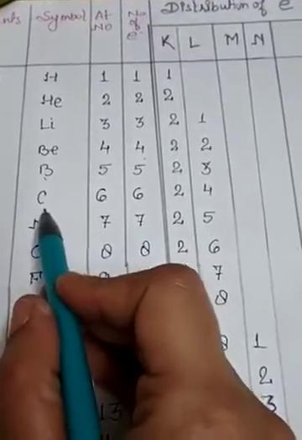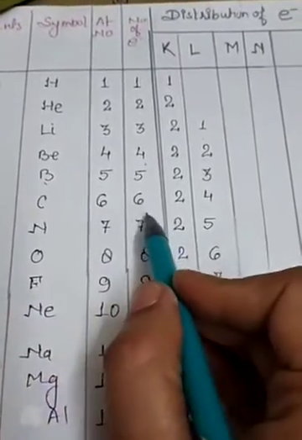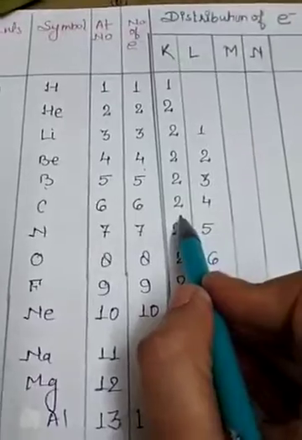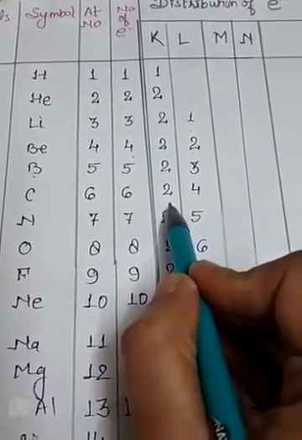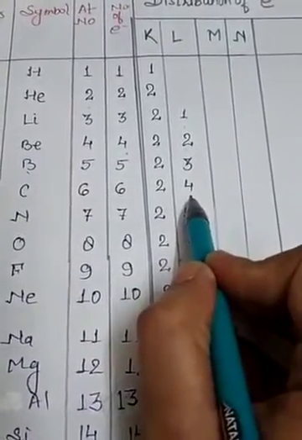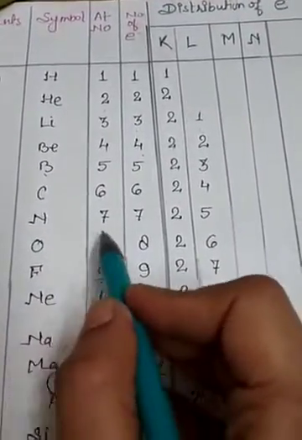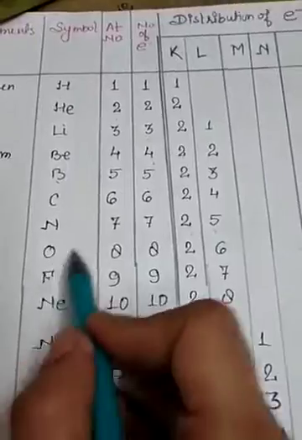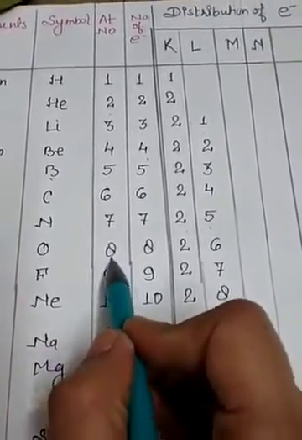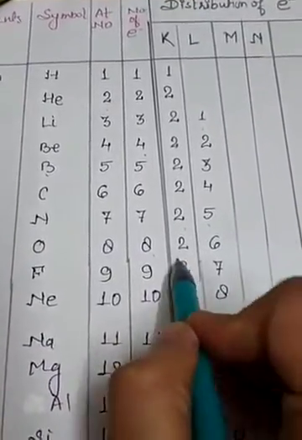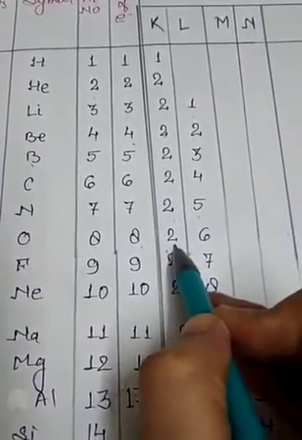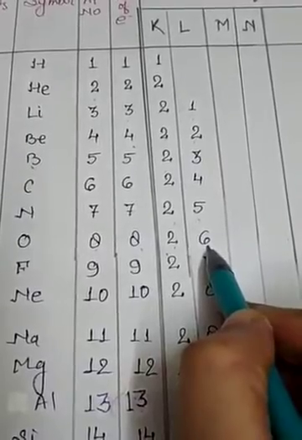Now for carbon, whose atomic number is 6, so the number of electrons is also 6. Put 2 electrons in the K shell, meaning the first shell, and the remaining 4 electrons will be placed in the L shell. Got it? 2, 4. Similarly in nitrogen, 7 electrons: put 2 electrons in the K shell and the remaining 5 electrons in the L shell. For oxygen, whose atomic number is 8, the number of electrons is also 8. So in the K shell put 2 electrons and the remaining 6 electrons we will place in the L shell.